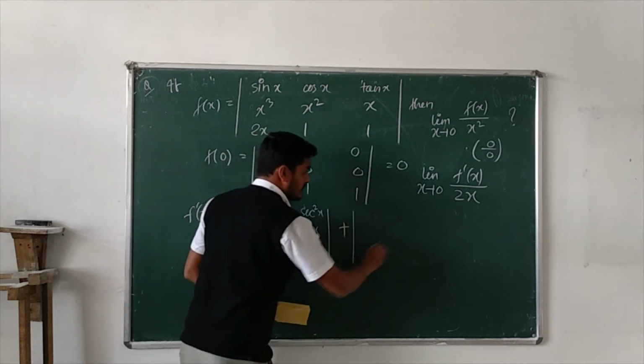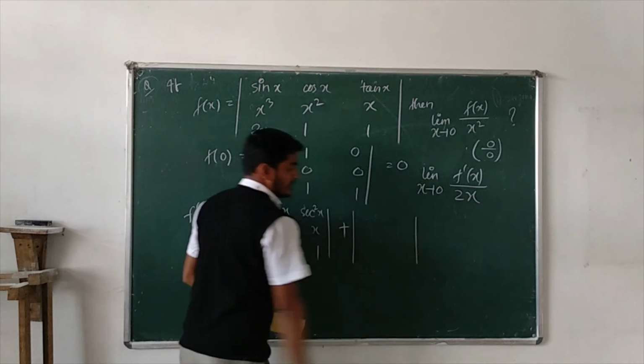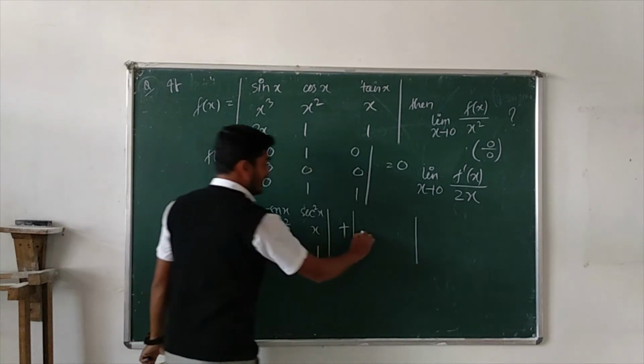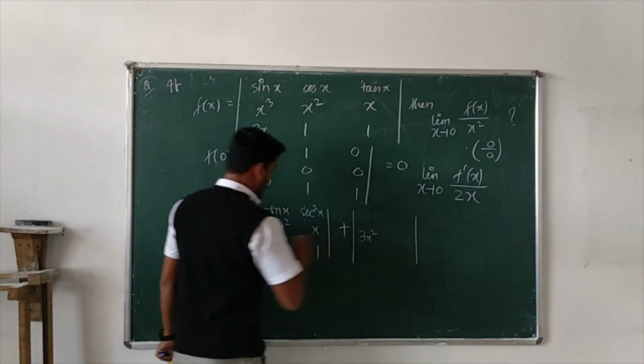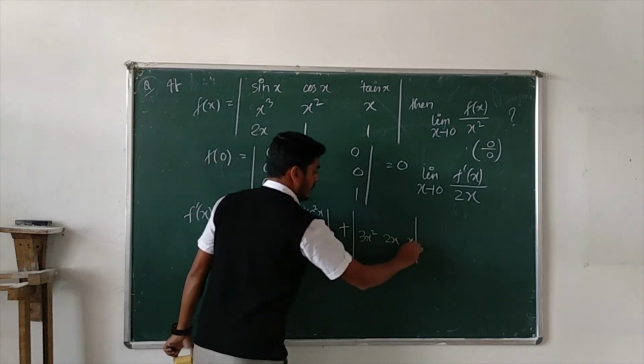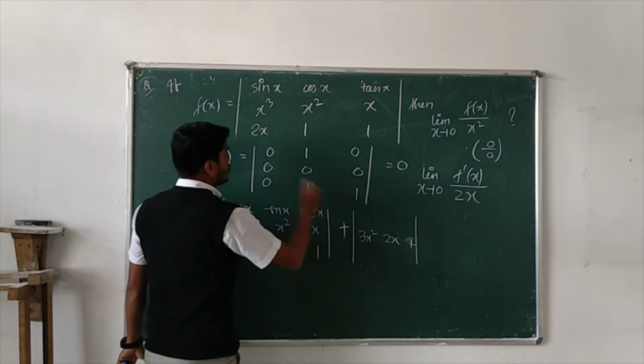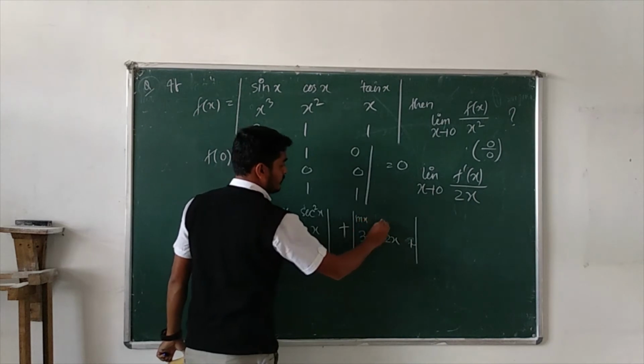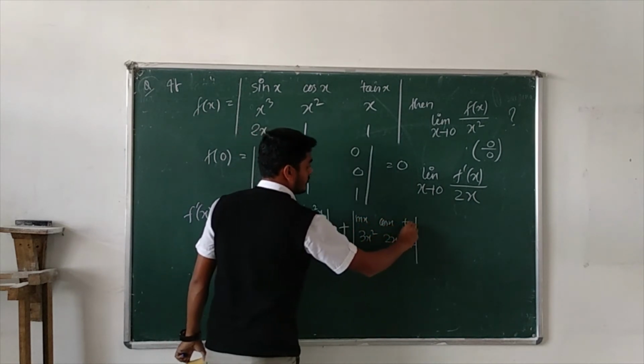Plus, you have to differentiate the second row, and the other two rows will remain the same. What is the derivative of the second row? x cube becomes 3x square, x square becomes twice x, and x becomes 1. The other two rows remain the same. This one is sin x, this one is cos x, and this one is tan x.